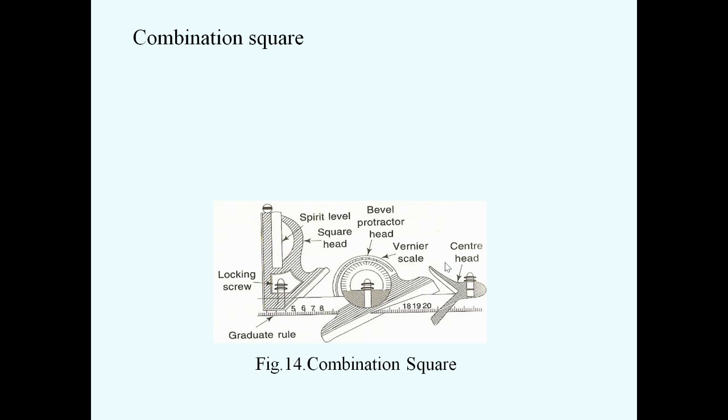Next one is the combination square. This is the diagram of a combination square. You can observe the graduations on the scale, and the locking screw, spirit level, and square head.